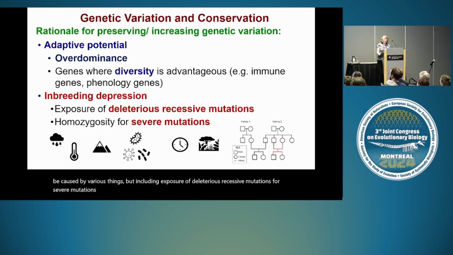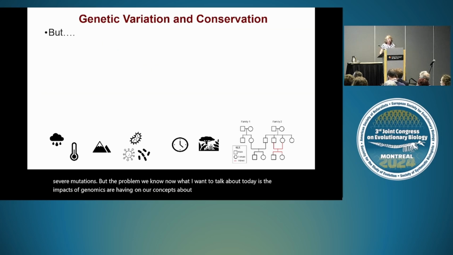But the problem we know now, what I want to talk about today is the impacts that genomics are having on our concepts about this. So we know that small, isolated, and inbred populations can purge the worst mutations over time.